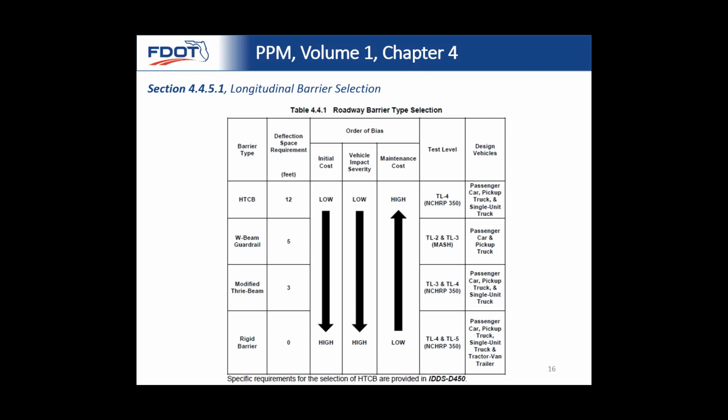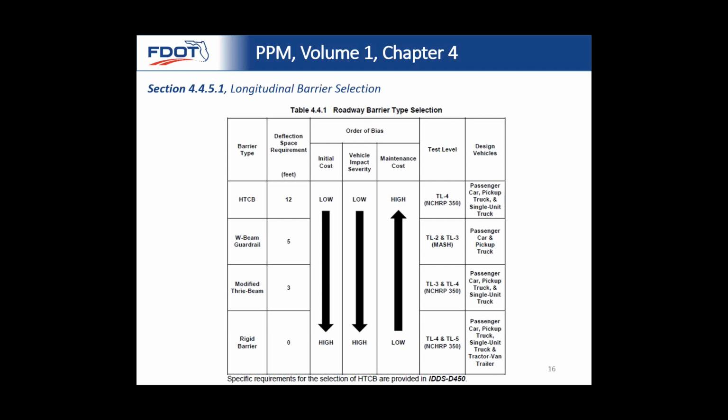But what we did do in this redevelopment of the PPM Chapter 4 was include high-tension cable barrier in the criteria, even though it is developmental, because we have confidence in the performance of the systems, and we want to see them used more often, specifically in locations where we're placing a barrier to prevent cross-median collisions. So we actually now in the PPM have high-tension cable barrier listed as the preferred barrier option for median application.